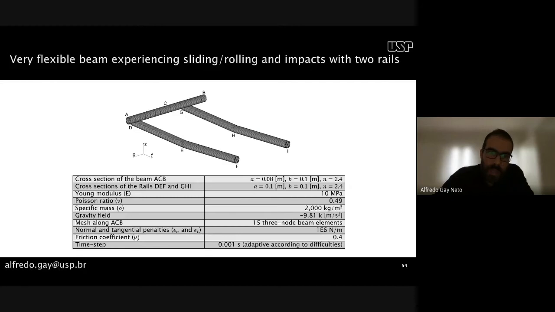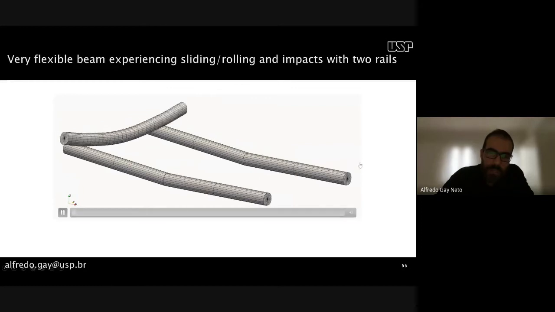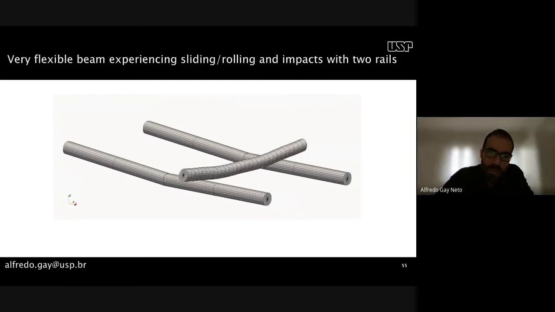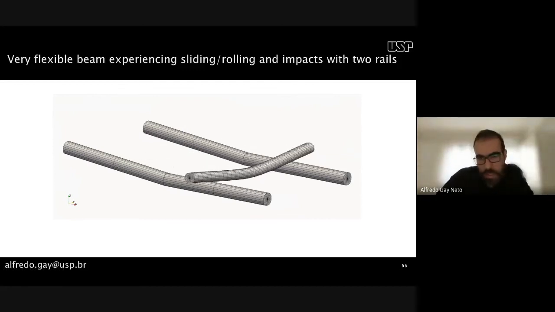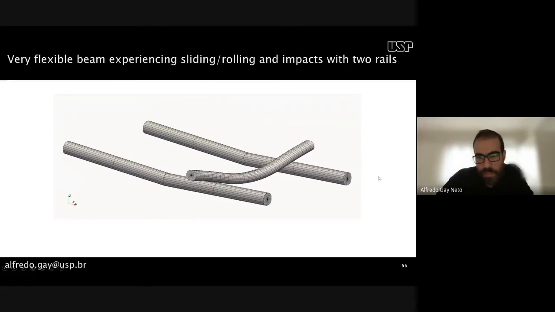Here is another example, now going to the flexible beam. Just look at this. You can see this very, very flexible beam just rolling, with a little sliding on this rigid surface here. The previous example was a rigid beam on another one. This is a flexible beam on a pair of rigid ones.